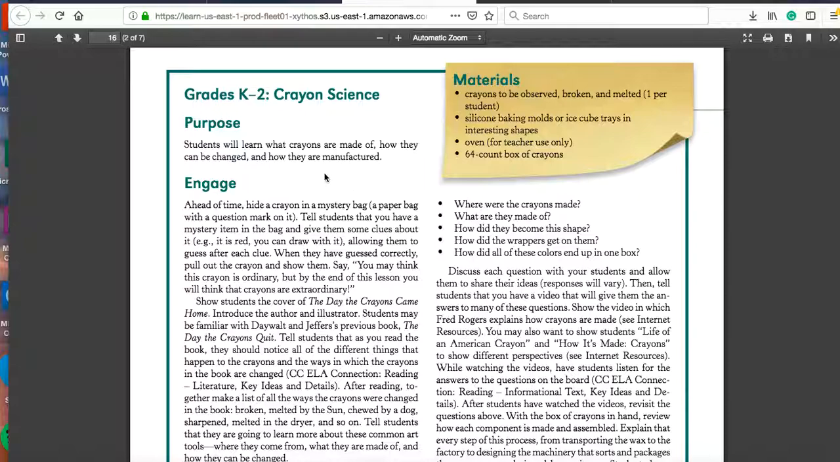The general purpose of this lesson, which is called Crayon Science, is that students will learn what crayons are made of, how they can be changed, and how they are manufactured, like I illustrated. The materials that you need are just crayons to be observed, broken, and melted, silicone baking molds or ice cube trays, an oven, and crayons.